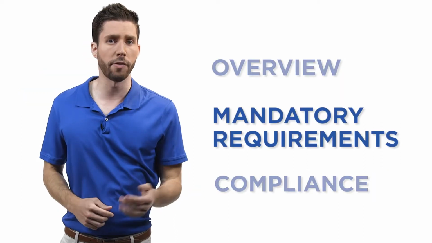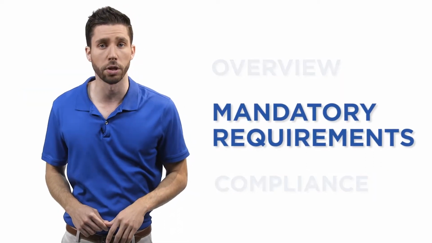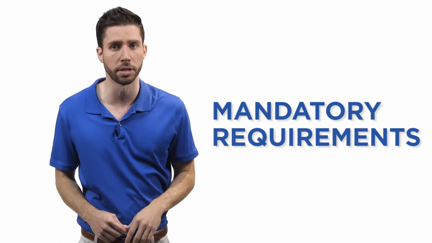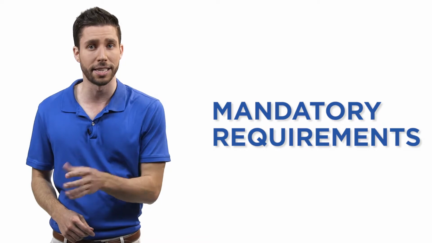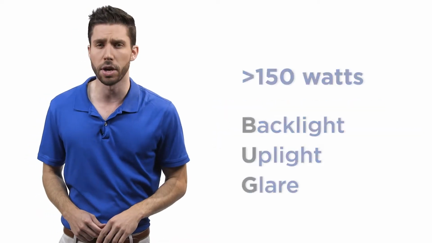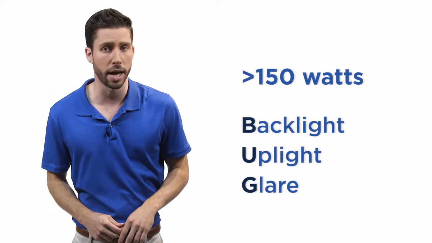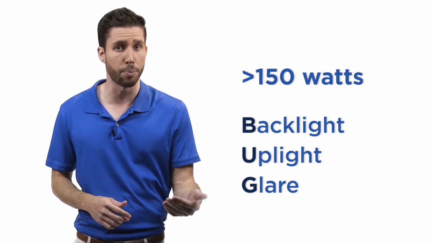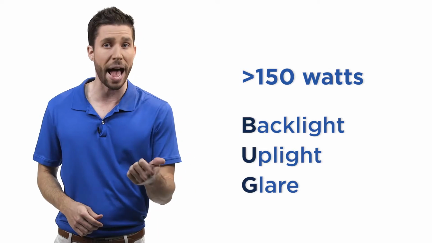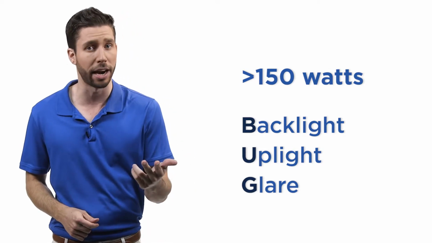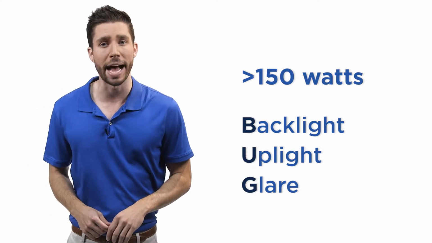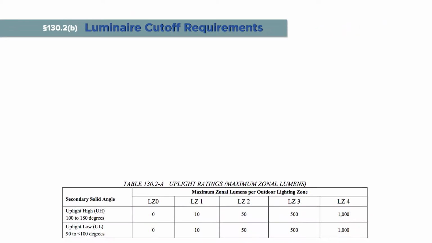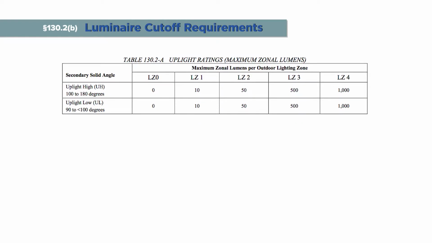The next topic we'll cover is the mandatory requirements for outdoor lighting controls contained in the 2016 Building Energy Efficiency Standards, plus exceptions related to these devices. First, let's go over requirements related to luminaire cutoff. All outdoor luminaires rated over 150 lamp watts must comply with backlight, uplight, and glare, collectively referred to as BUG requirements. Under the 2016 energy standards, there is no backlight requirement.